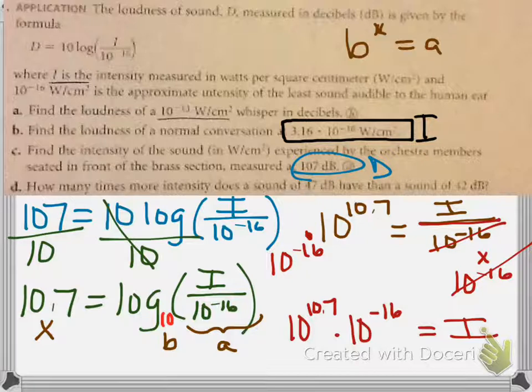And we can plug that into our calculators, or we have multiplication with the same base, so we could add our exponents, and adding 10.7 plus negative 16, we get negative 5.3. So I can do 10 to the negative 5.3 power.